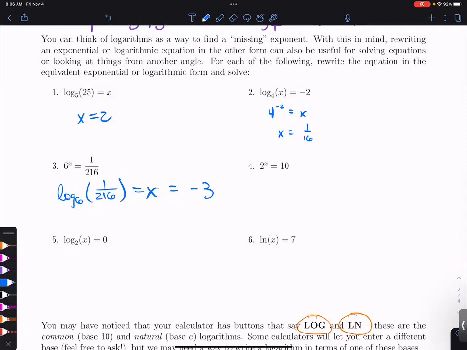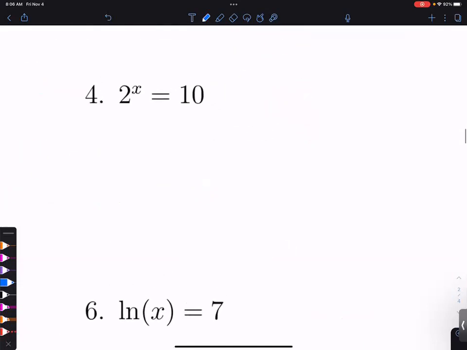Okay, 2 to the x is 10. This one looks kind of the same, but we can't do it by just clever guessing because 10 is not a nice power of 2, right? So how do we rewrite it then?